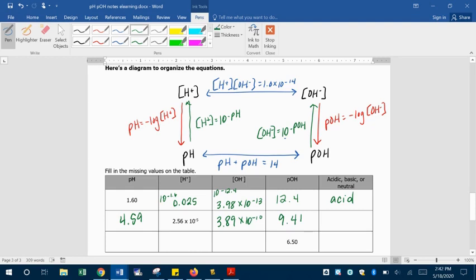Once again, is this an acid, base, or neutral? To me, the easiest thing to do is to look at the pH, which is less than 7. So here again, I have an acid.